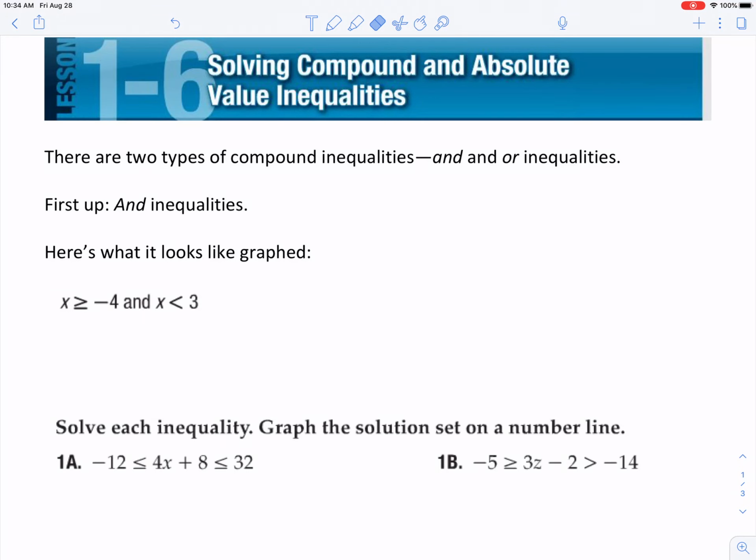Okay, today we get to do 1/6, compound and absolute value inequalities. First, we'll start with compound inequalities. There's going to be two types, and and or. So first, let's talk about and inequalities.